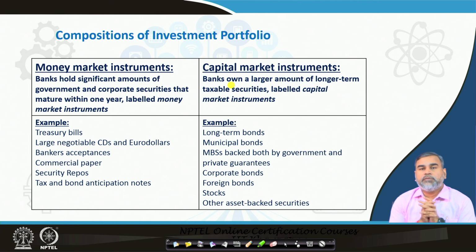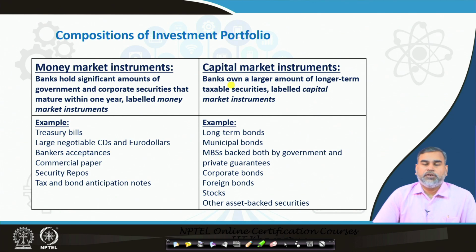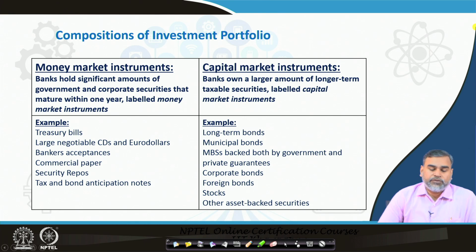So, the maturity period of the money market instrument is up to 1 year, and the banks basically maintain these kinds of securities for certain objectives, which can be used for maintaining their cash balances or their investment value in such a way that the 1 year obligations can be fulfilled. But whenever we talk about the capital market instruments, they own a large amount of longer term taxable securities, and generally the period is more than 1 year.